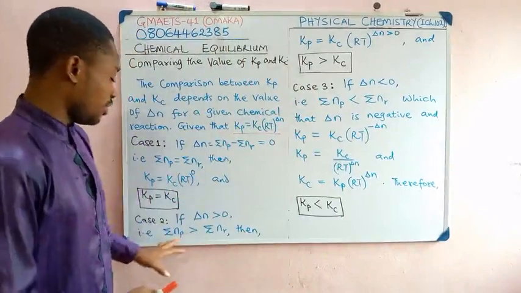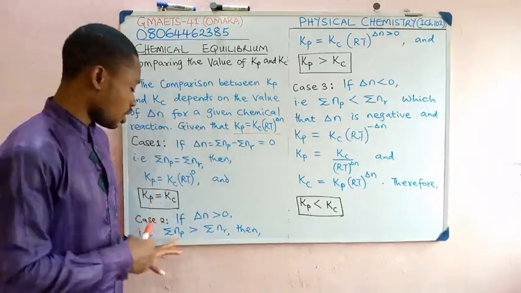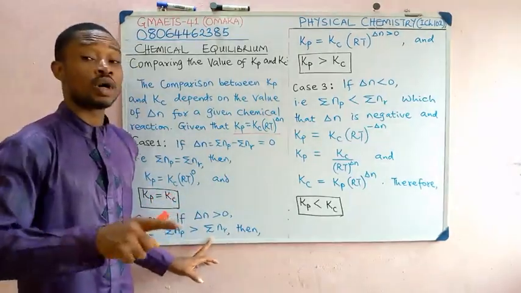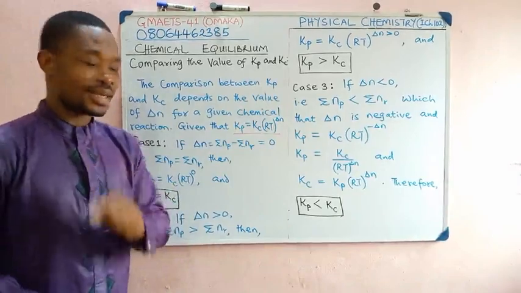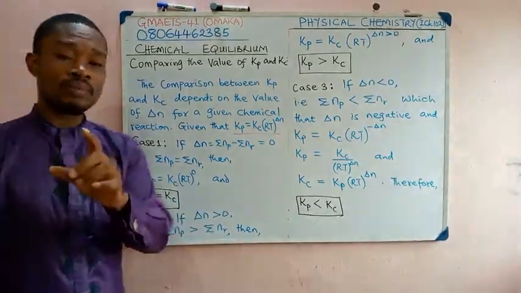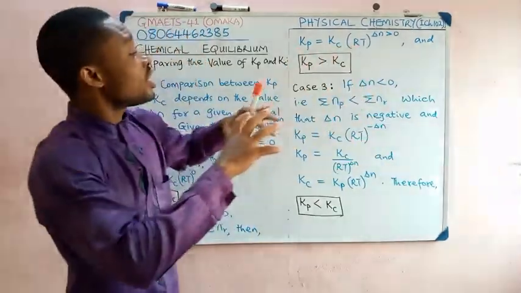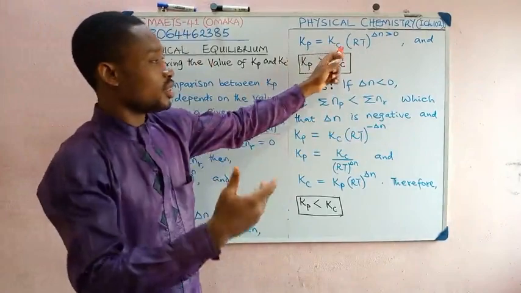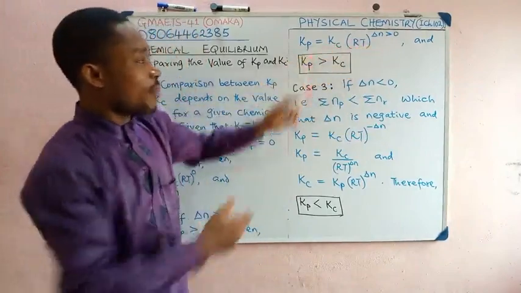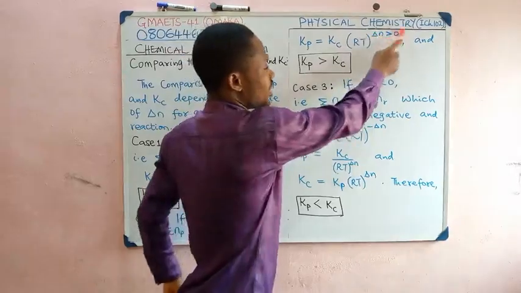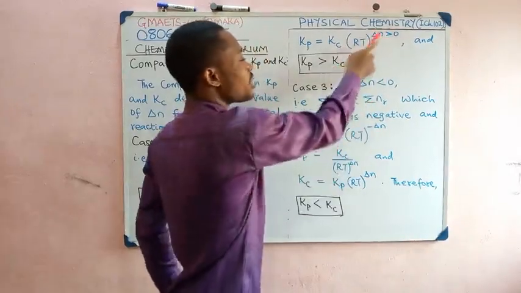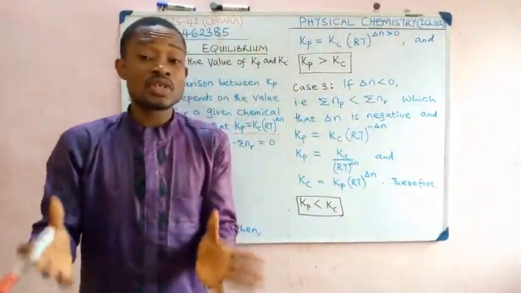Let us consider case 2, where the change in number of moles is greater than 0. That is possible if the total number of moles of the product is greater than the total number of moles of the reactant. In that case, change in number of moles will be positive, greater than 0. So if you substitute it into the equation that relates Kp to Kc, we're going to get something like this. And because this change in number of moles is positive, it means that this RT term is expected to be greater than 1.